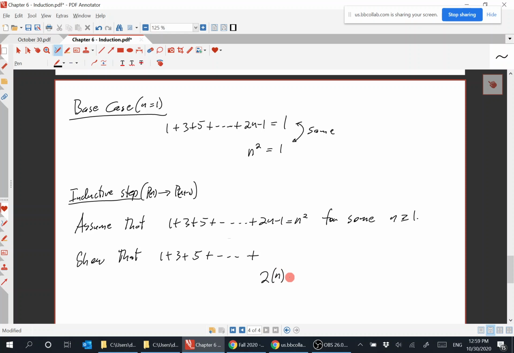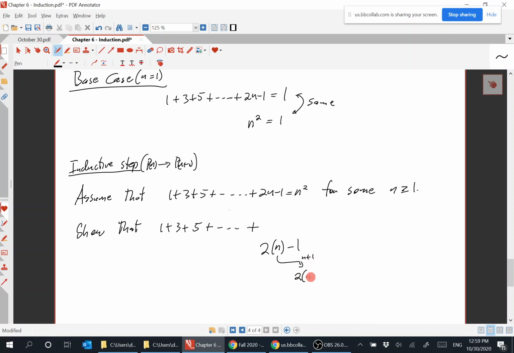Or 2n plus 1? Hold on. So 2n, I can put parentheses here, is going to be replaced with, so I'm going to replace this n with n plus 1. So it's going to be 2 times n plus 1 minus 1, which is 2n plus 1, right? Another clue to why that's the answer is that we're using odd numbers. That's an odd number, and the next odd number in the sequence is this one. 2n minus 1, 2n plus 1. They go by 2's, right?